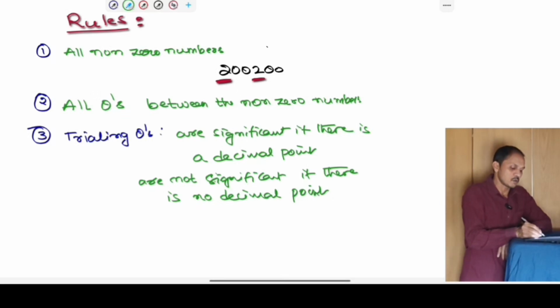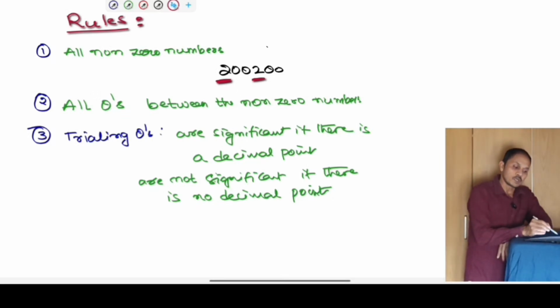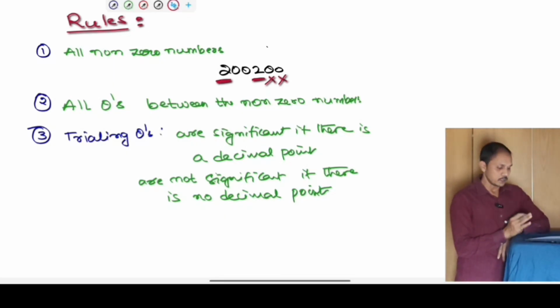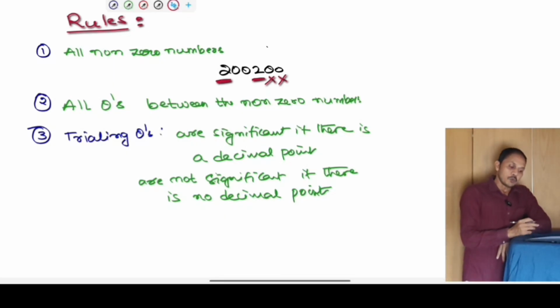Which means in our number we don't have a decimal point, so what can I say? These two zeros, the last zeros, are not significant. So I'll say these two are not significant, right? So totally how many significant figures are there in our number? 4. Totally there are 6 digits, but only 4 are significant.